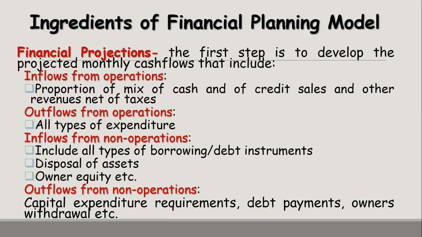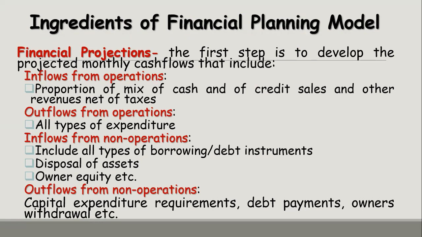Inflows from operations directly include the direct revenue or the sales. If you are a service concern, you have the direct revenues. And on the other side, if you are a production concern, you will have the sales. Revenue and sales are of two types. One is cash sale and the other one is credit sale. In a similar way, you have on one side cash revenue or credit revenues.